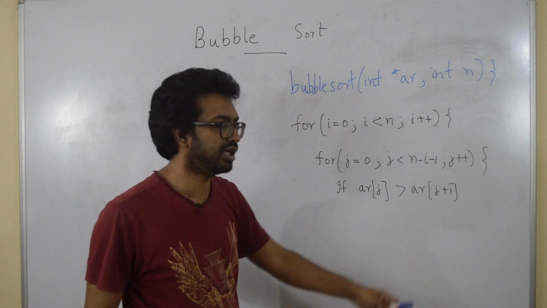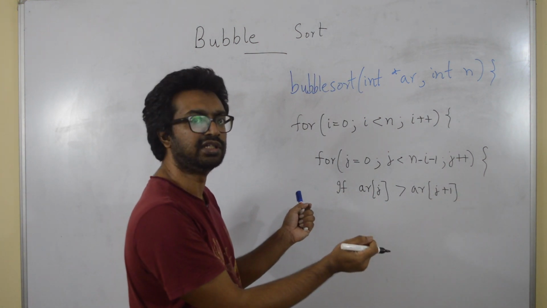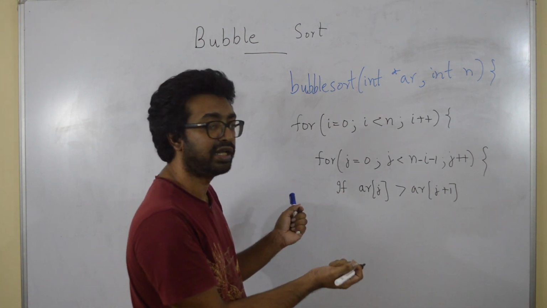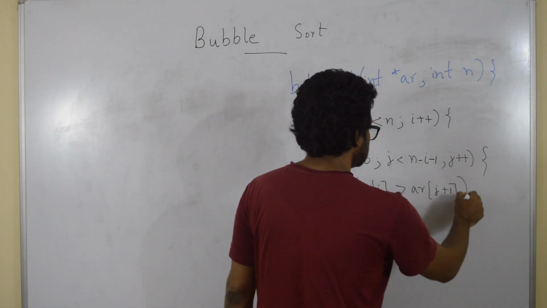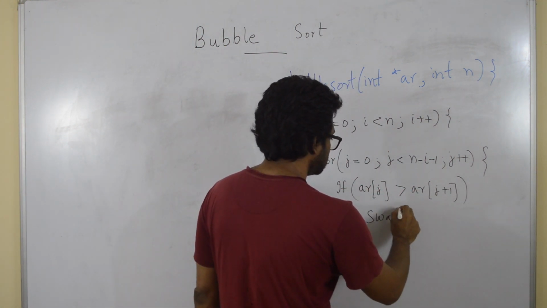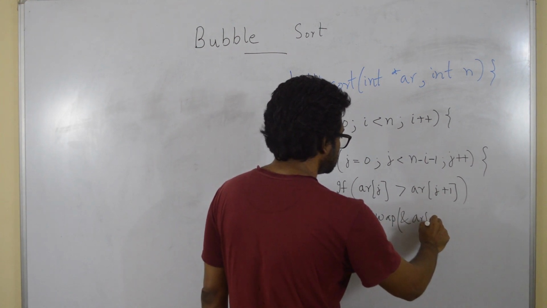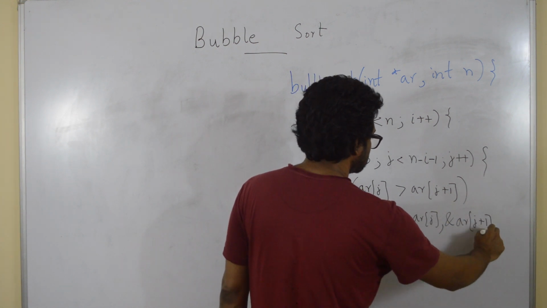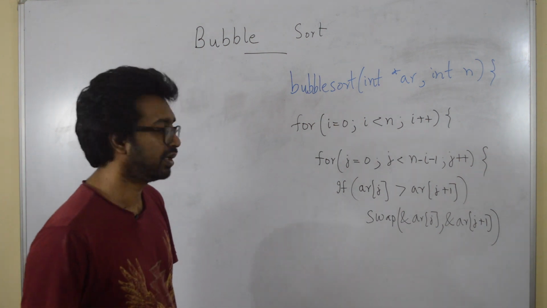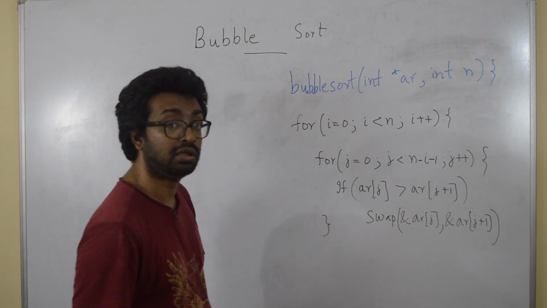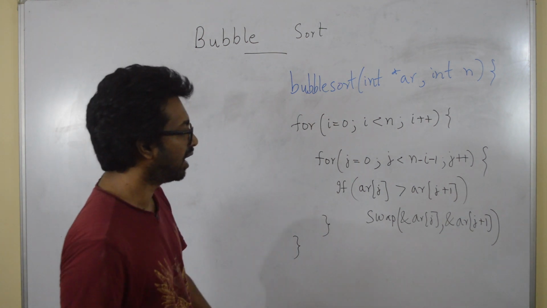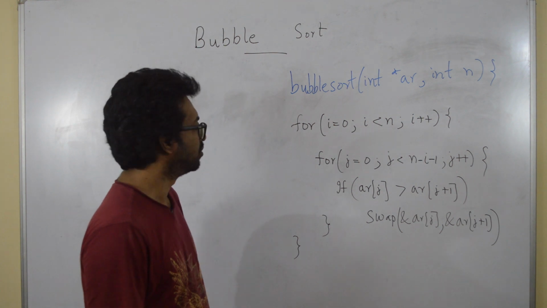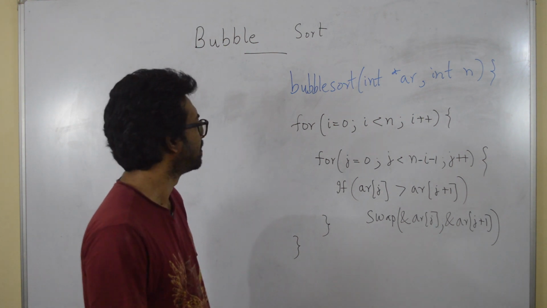Right, so there is this j plus 1 I am using. So AR of 0 and AR of 1, I compare first, and if AR of 0 is greater than AR of 1, we do a swap. That's all. We just keep on doing this for n times, and we are done with bubble sort. So whenever the order is different, we swap.